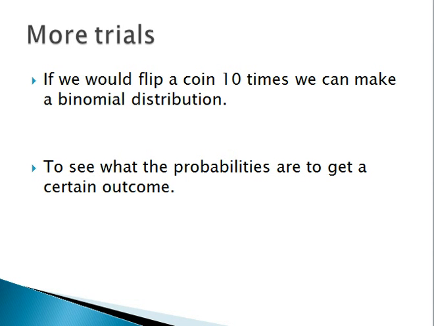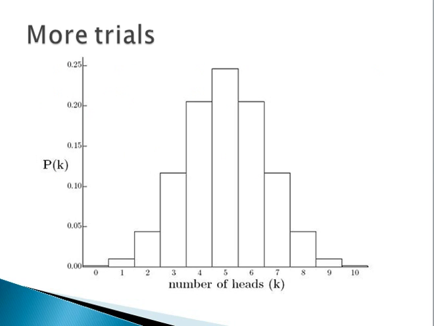First, we start off with thinking about binomial distribution because that's what we've done so far. If we flip a coin 10 times, we can make a binomial distribution to see what the probabilities are to get a certain outcome. This means that we can make a histogram stating what the probabilities are to get an outcome of, for example, 3 heads. Alright, let's see that graph. Alright, this is it. For flipping a coin 10 times, this is what we get.